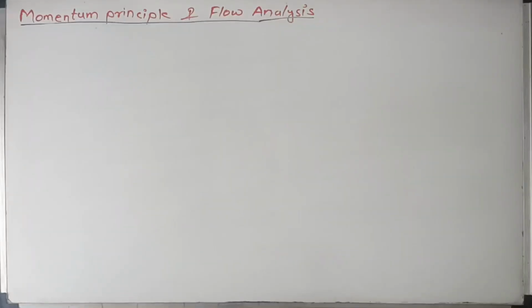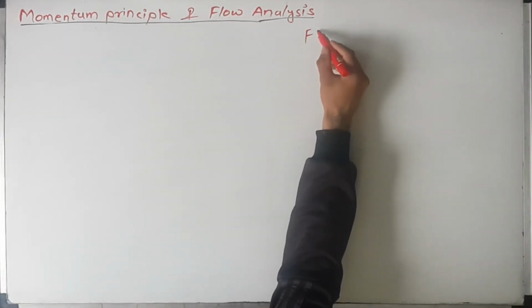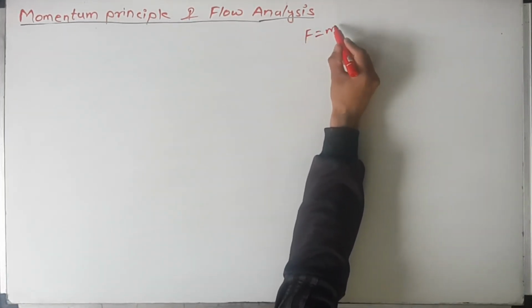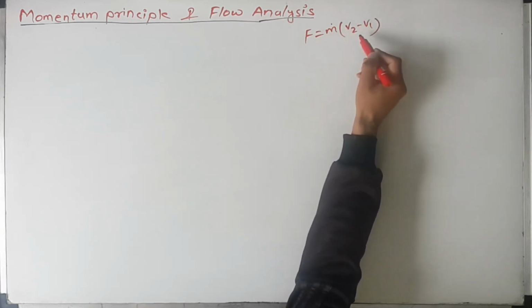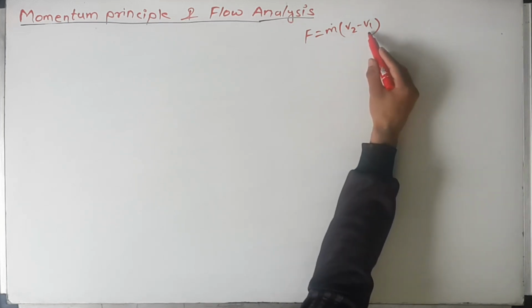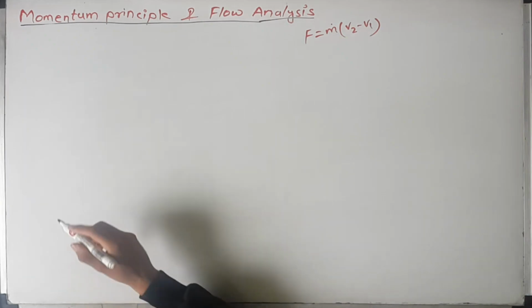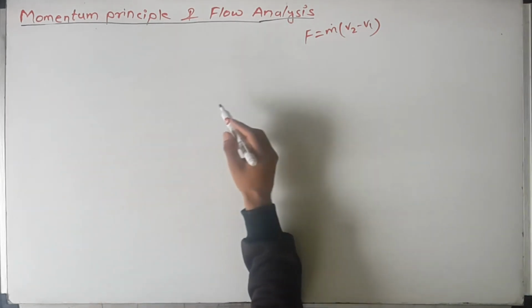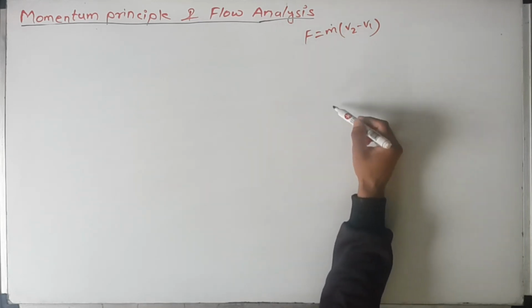This video is the second part of momentum principle and flow analysis. In the last video, we found that the force exerted by the fluid is F equal to m dot (V2 minus V1). V2 is the final velocity exiting the pipe or stream tube, and V1 is the initial velocity entering the stream tube. Now in this video, we will study this force exerted by the fluid in a two-dimensional system.